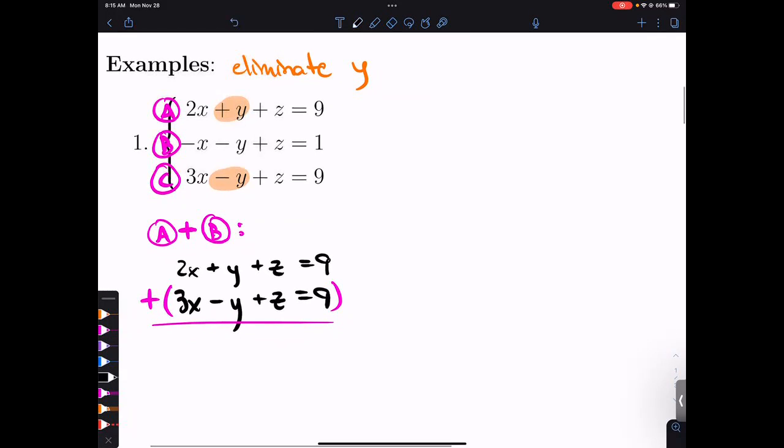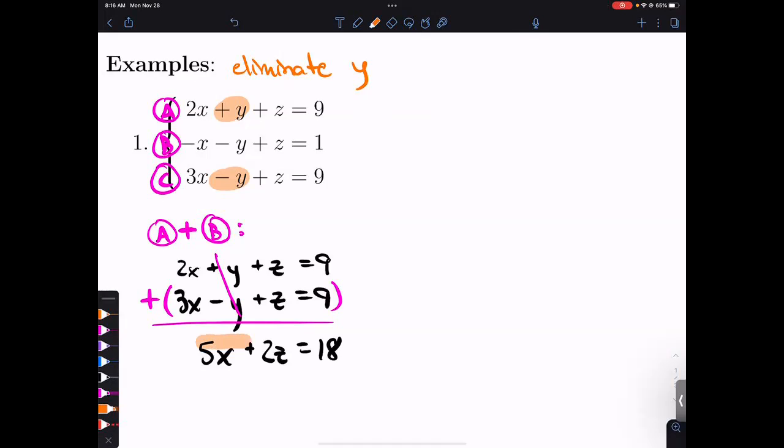All right, so if you add those together, what do you get? 5x. The y terms zero out, right? Those cancel. That was why we did the thing in the first place. 5x plus 2z equals 18.